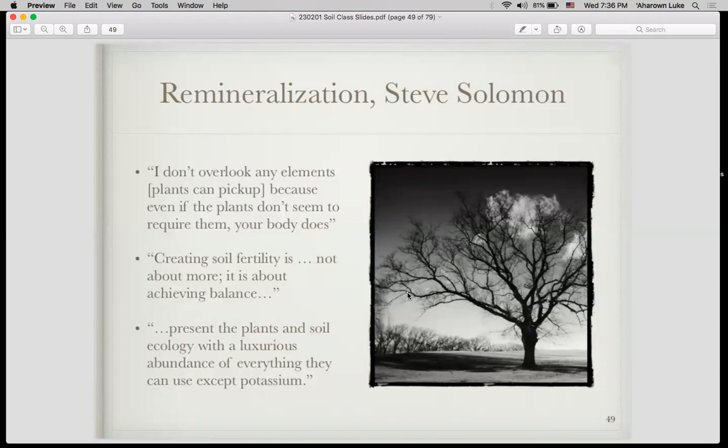Okay, so a little bit on Steve Solomon's philosophy that we're going to go over next week. I don't overlook any elements the plants can pick up, because even if the plants don't seem to require them, your body does. Creating soil fertility is not about more, it's about achieving balance. Present the plant and soil ecology with a luxurious abundance of everything they can use except potassium. So we mentioned those previously.